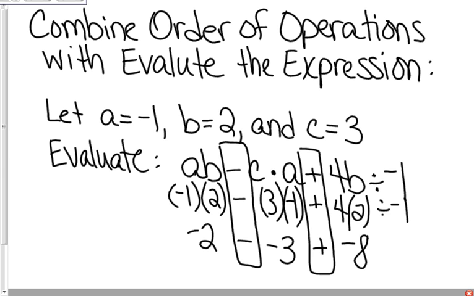So now I'm going to work straight across. I've run into subtracting a negative, but in integers, I do not subtract negatives. I rewrite using keep, change, flip. I rewrite it to add the positive. So -2 plus 3 is simply 1, and 1 plus -8 is -7. So this whole expression equals -7.